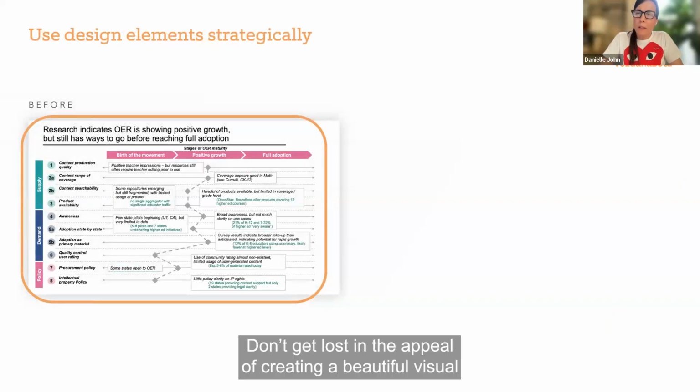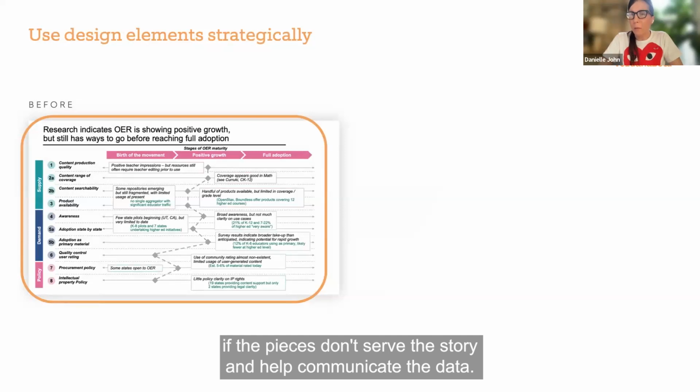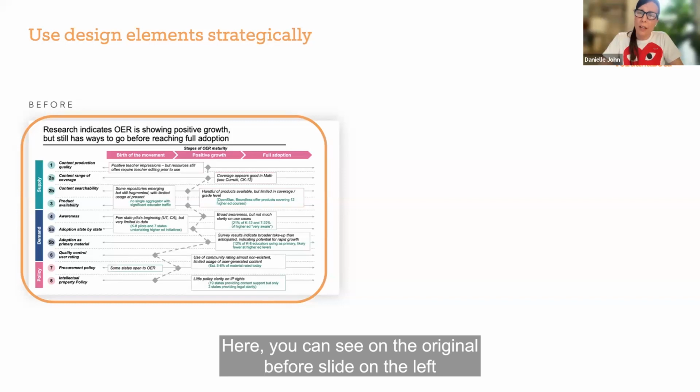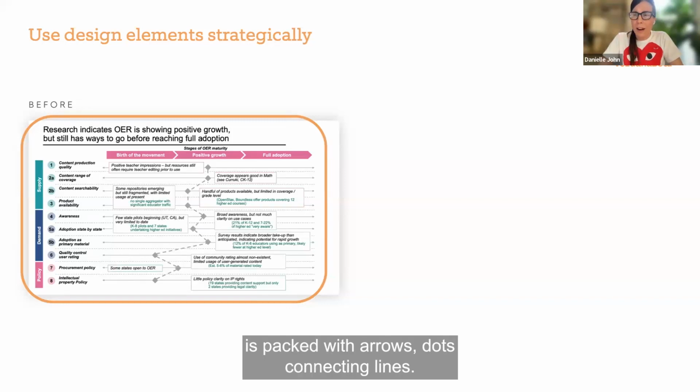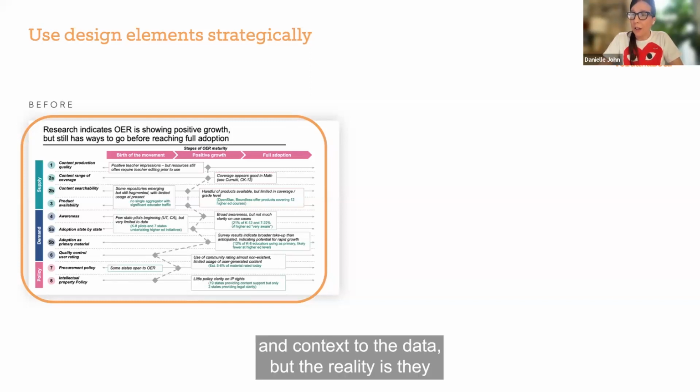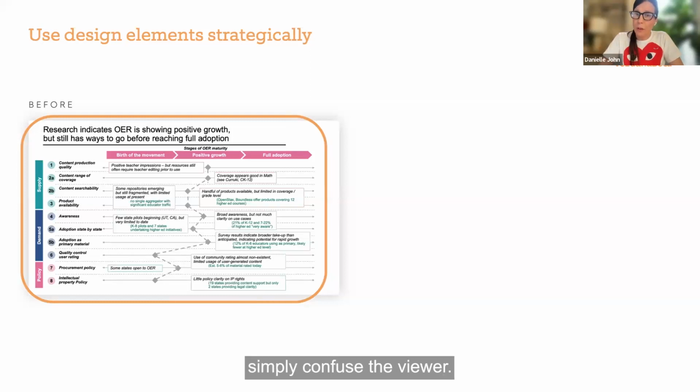Don't get lost in the appeal of creating a beautiful visual if the pieces don't serve the story and help communicate the data. Here, you can see on the original before slide on the left, it's packed with arrows, dots, connecting lines. You can tell that they were intended to add additional information and context to the data, but the reality is they simply confuse the viewer.